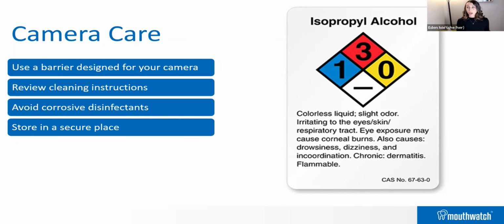So you want to use the barrier that was designed for your camera. If you have a Mouthwatch camera, you want to be using OptiClear sleeves. They're going to give you great clarity. They're going to protect your camera. They'll protect the lens. They are a nice tight fit, so they're not going to move around while you're taking images. You want to review the cleaning instructions specifically for your camera. If you have a different camera, definitely don't want to be using corrosive disinfectants. Avoid Cavicide. You want to use isopropyl alcohol, so either an alcohol wipe or just straight alcohol on a 2x2, and really try to avoid wiping down the lens if you can.